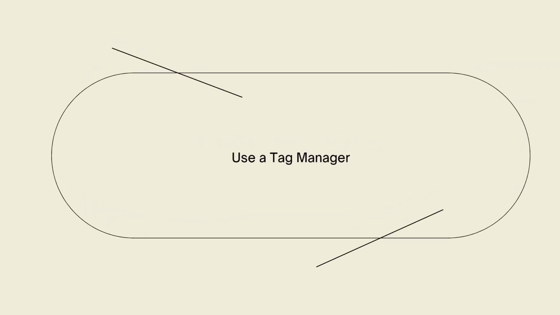Use a tag manager. If you are already using a tag management solution like Google Tag Manager, you can leverage it to install the Facebook Pixel. Set up the Facebook Pixel within your Tag Manager account and then install the Tag Manager code on your WordPress site. This allows you to manage multiple tracking codes and make updates without modifying your theme files directly.